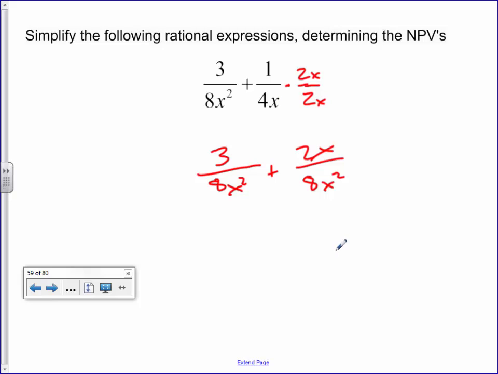Now do you have like terms? Yeah. You have 8x squareds. So you have 3 8x squareds, and you have 2x 8x squareds. Well, can a 3 and a 2x go together though? Okay, so you have to leave it as 3 plus 2x over 8x squared. See how I just put the top together?